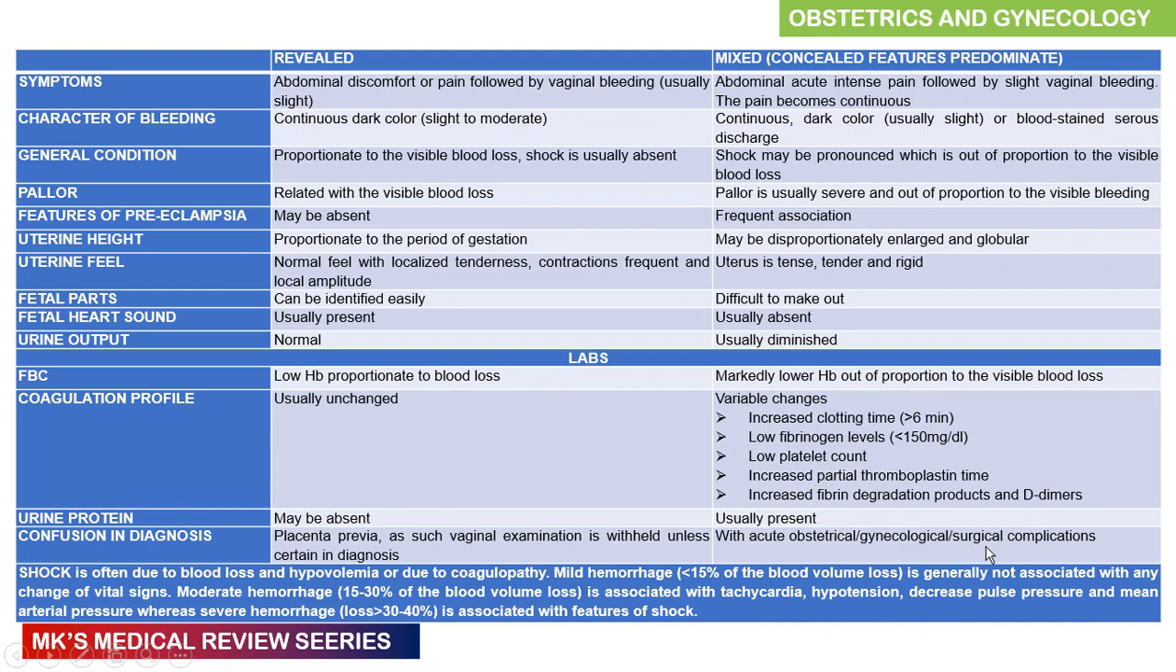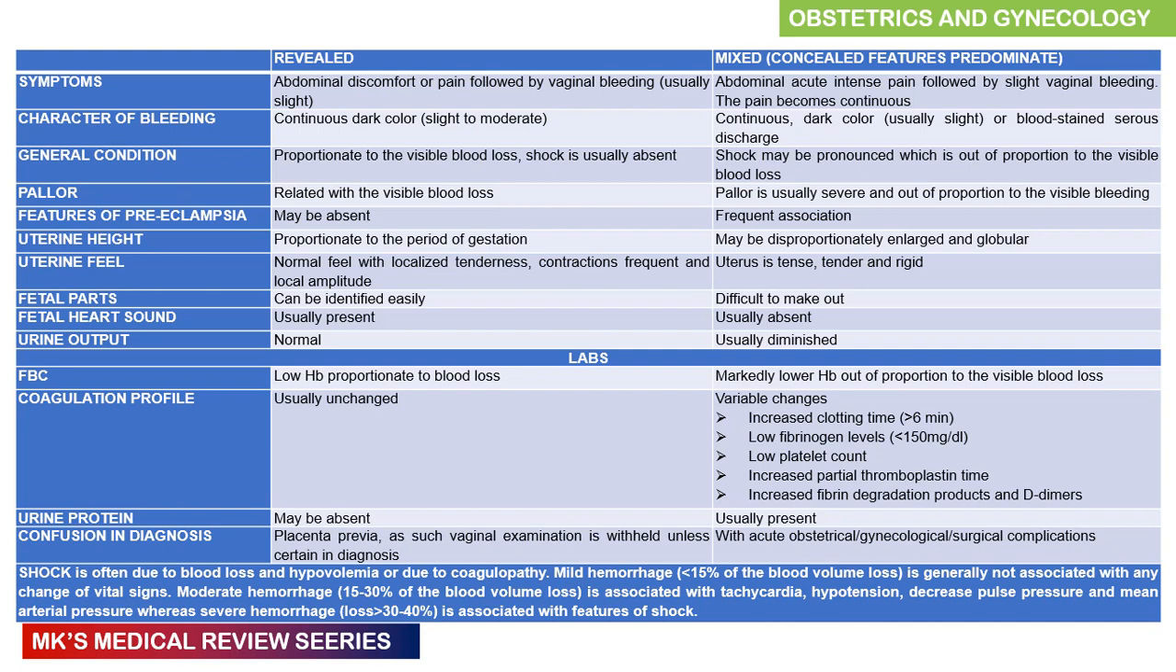The urine proteins are usually absent in revealed hemorrhage because it's not even associated with preeclampsia, whilst in the concealed hemorrhage, it's usually present. Then, of course, you may actually confuse revealed hemorrhage with placenta previa, so you should actually wait until you get an ultrasound before you actually do your vaginal examination. Then the concealed hemorrhage is usually confused with other obstetrical, gynecological, and even some surgical conditions.